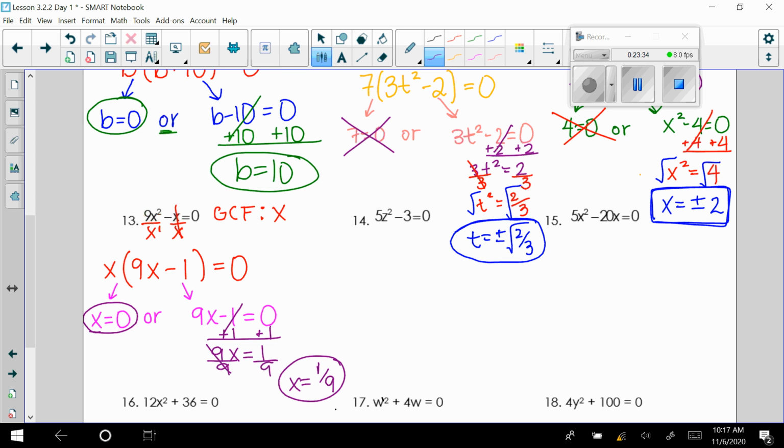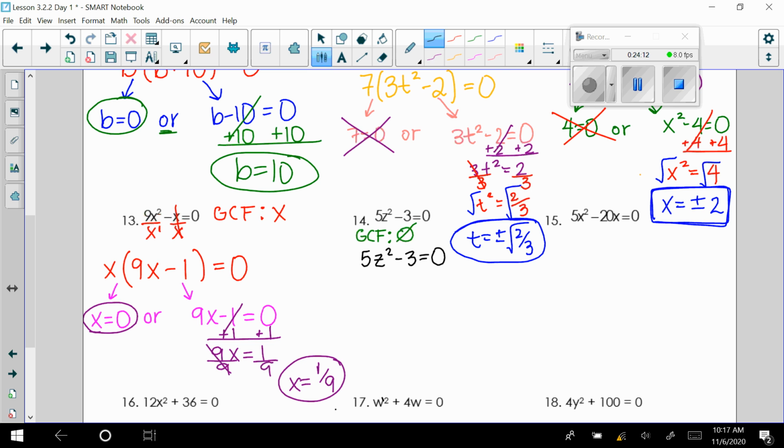Now, for number 14, when we're thinking about our GCF, we have the numbers 5 and 3. Well, 5 and 3 are both prime numbers. They don't share anything in common besides 1. And we can't take out any sort of z's because 3 doesn't have any z that goes with it. So as far as GCF goes, this does not have a GCF. So the way that you're going to go about doing this is you're literally just going to solve the equation 5z squared minus 3 equals 0, like what we did yesterday.